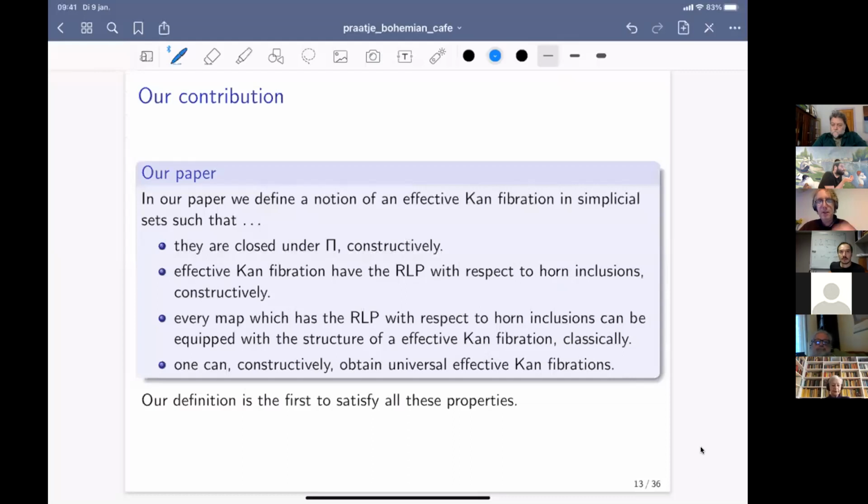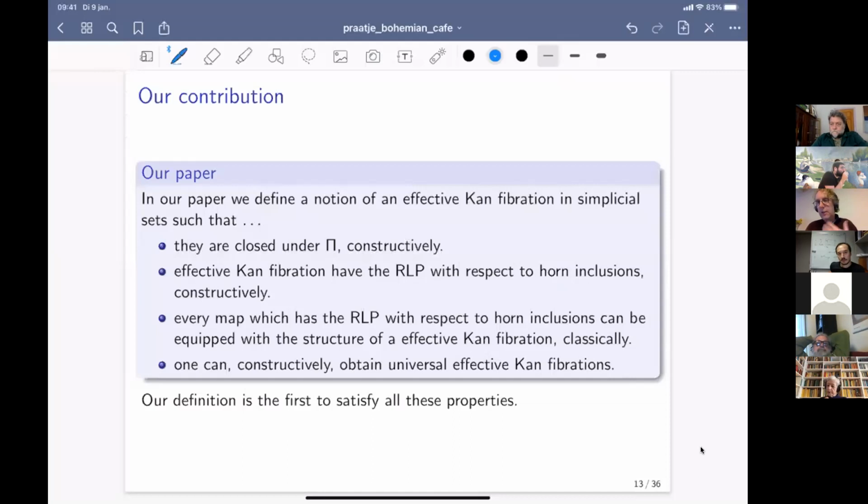So that means that if you have a map which has the right lifting property against horn inclusions, then classically you can also equip it with the structure of an effective cofibration. And then finally, we make one step towards the construction of universes. So that's another important type of constructor. So we can constructively obtain something called universal effective cofibrations.